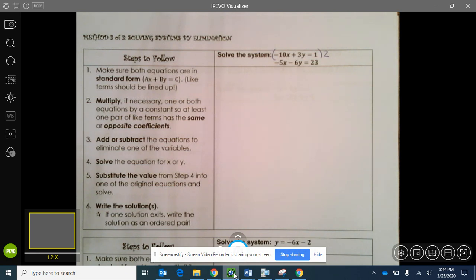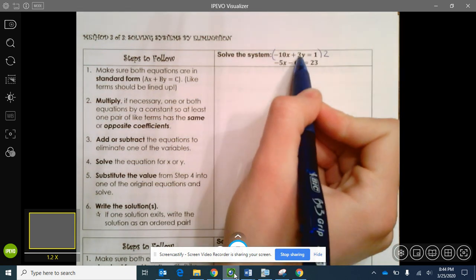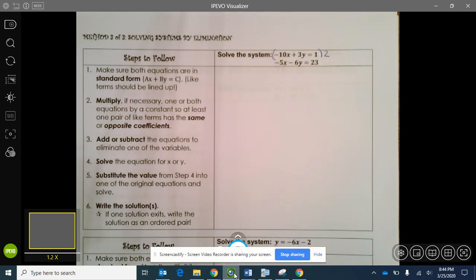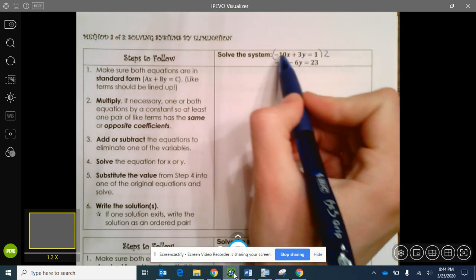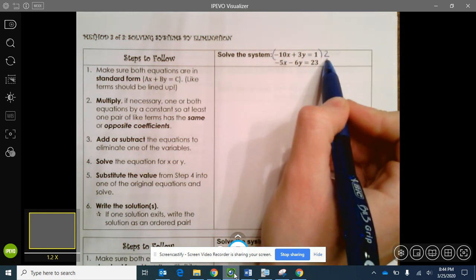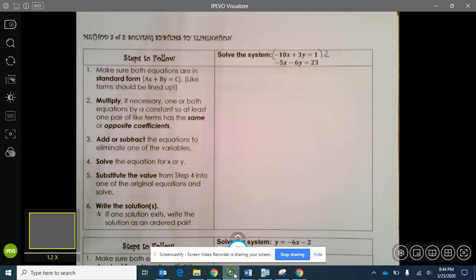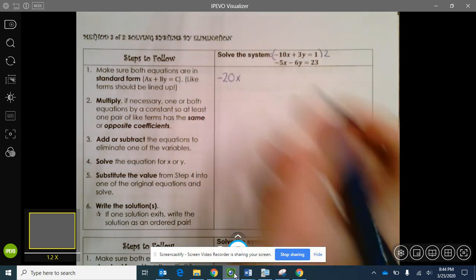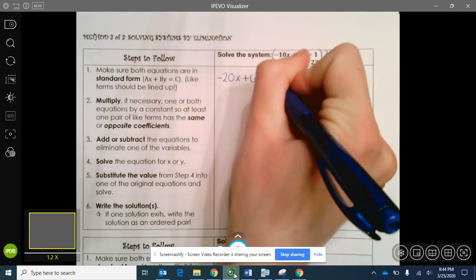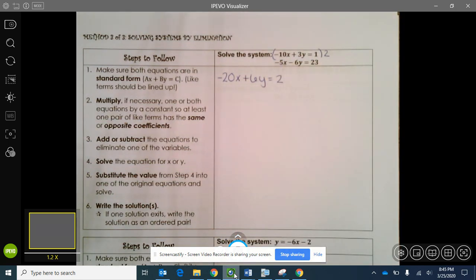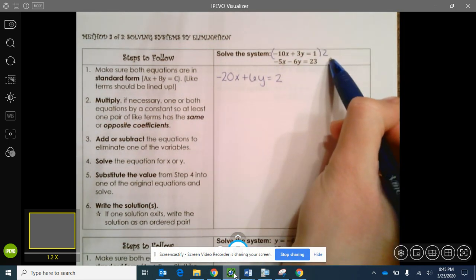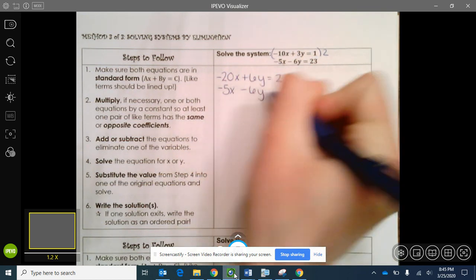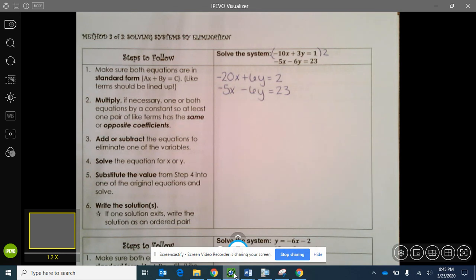Here's where you have to be careful. If you're going to multiply the 3y by 2 to get 6y, in order to keep this equation balanced, you have to multiply everything in the equation by 2. So I'm going to put parentheses around the entire equation and multiply everything by 2. When I do that, I get negative 20x plus 6y equals 2. I'm multiplying everything, including the 1, by 2. The second equation stays unchanged, so I don't need to change anything in it.